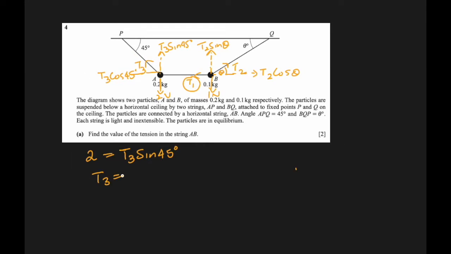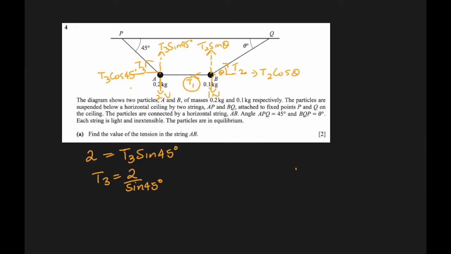Our ultimate question is to find the tension in AB. This T1 we have to find out. We know most of the things in this particular part, so we can use that. There is a force downwards which is 2, which will be equal to T3 sine 45. And T3 will be 2 divided by sine 45. I'm not evaluating this because it will be used later.